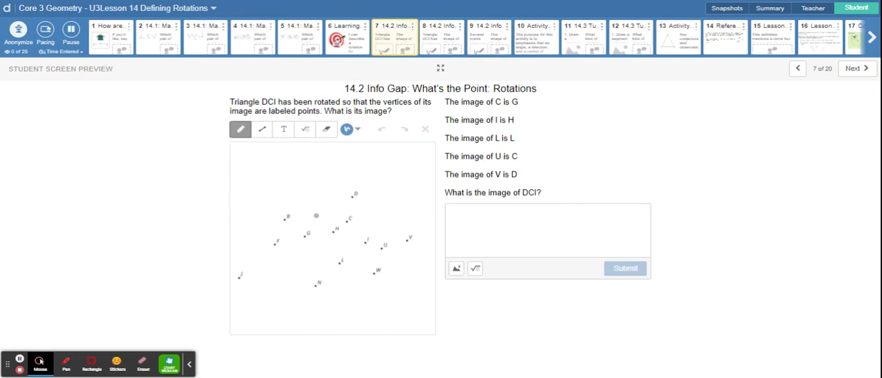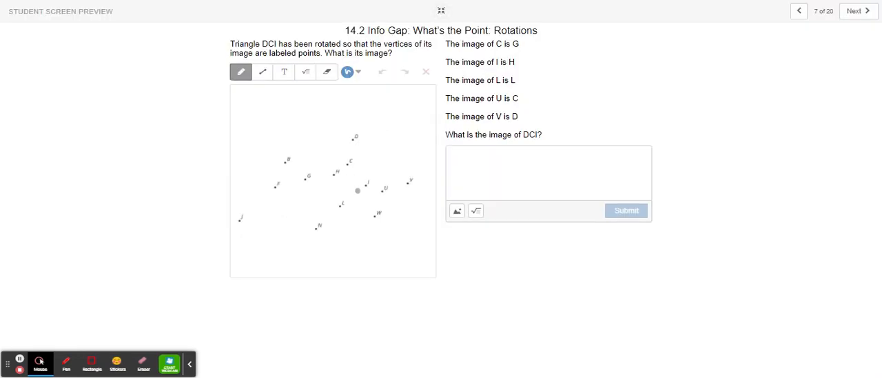You might want to make this full screen. It might make it a little bit easier. This actually doesn't make this any bigger. Triangle DCI has been rotated so the vertices of its image are labeled points. What is its image? I might actually connect these here, DCI, so I can see that a little bit more clearly, and make a triangle.